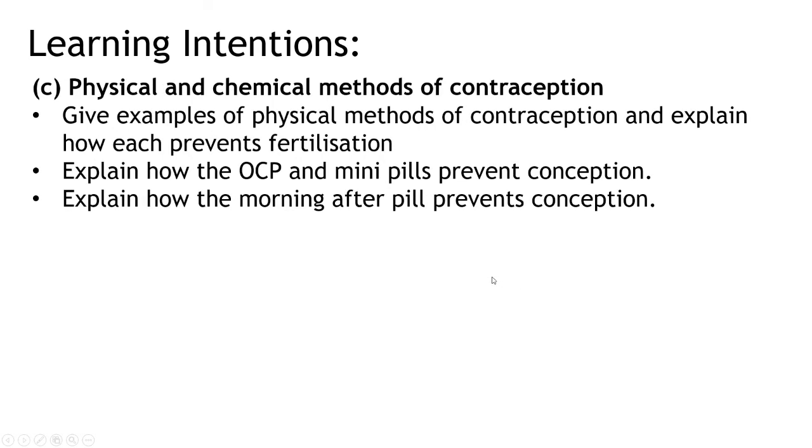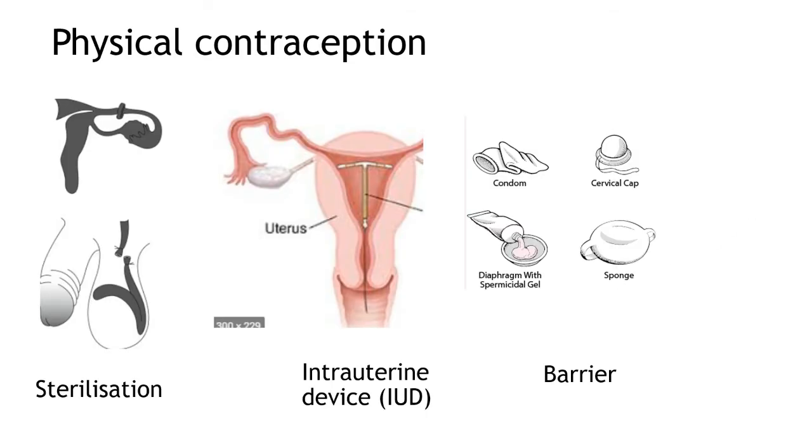The final section is the physical and chemical methods of contraception. We will look at examples of physical methods and chemical methods, and for each of these we'll describe how it is that conception is prevented. We first look at physical methods.